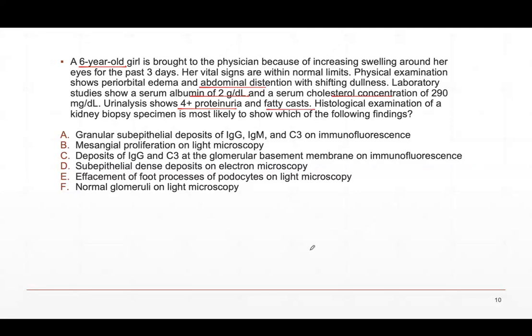And what do most children have with nephrotic syndrome? What is the most common cause? As you said, no, wait a second, it's not E. Sorry, let me remove that. It's not E, but you said E, but tell me why it's not E. Why is E wrong?